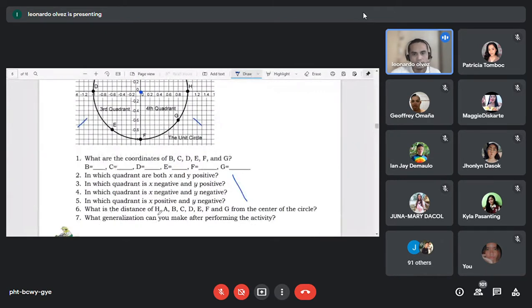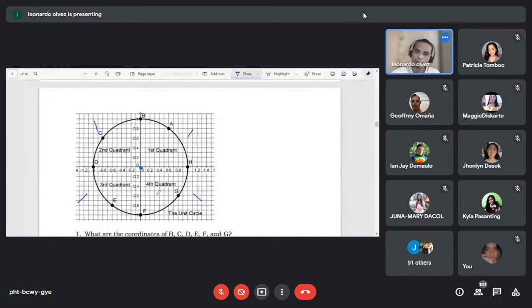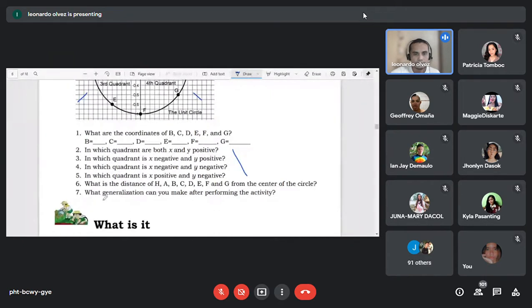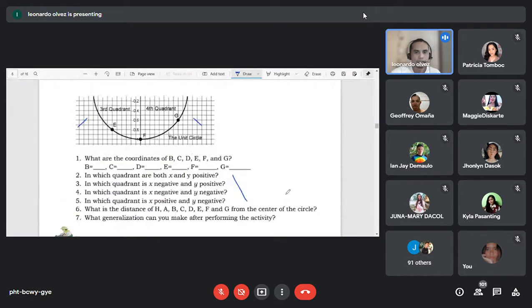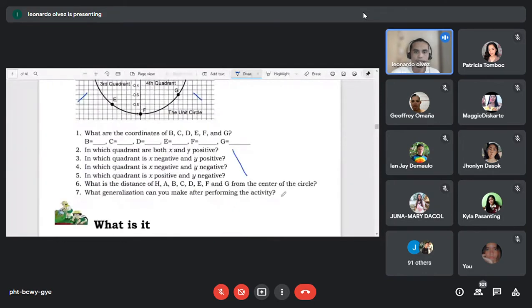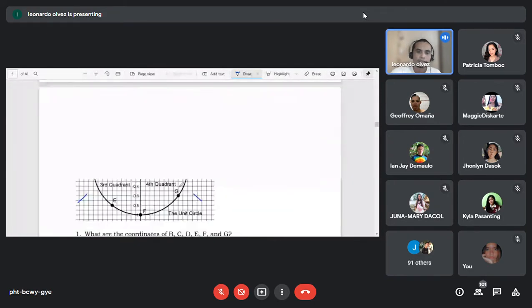What is the distance of points H, A, B, C, D, E, F, and G from the center of the circle? So again, since this is a unit circle, therefore the radius is equal to 1. What generalization can you make after performing the activity? I will leave this question to you. It is up to you to generalize.